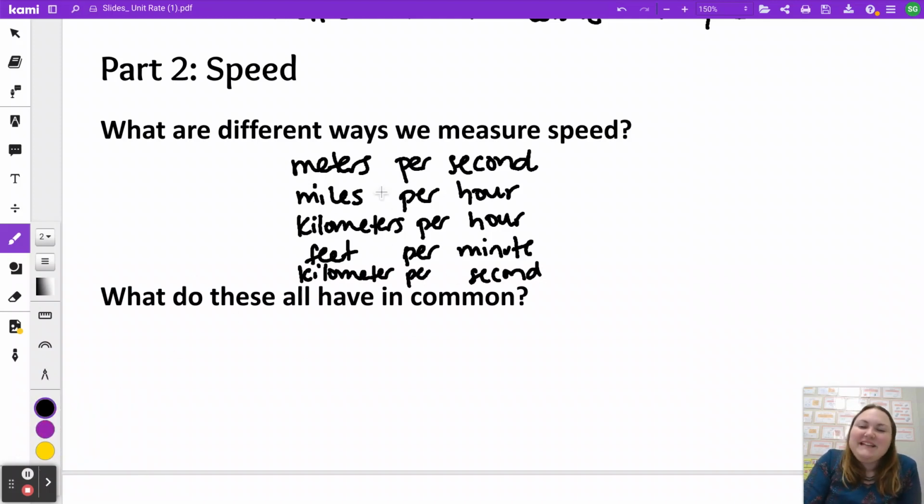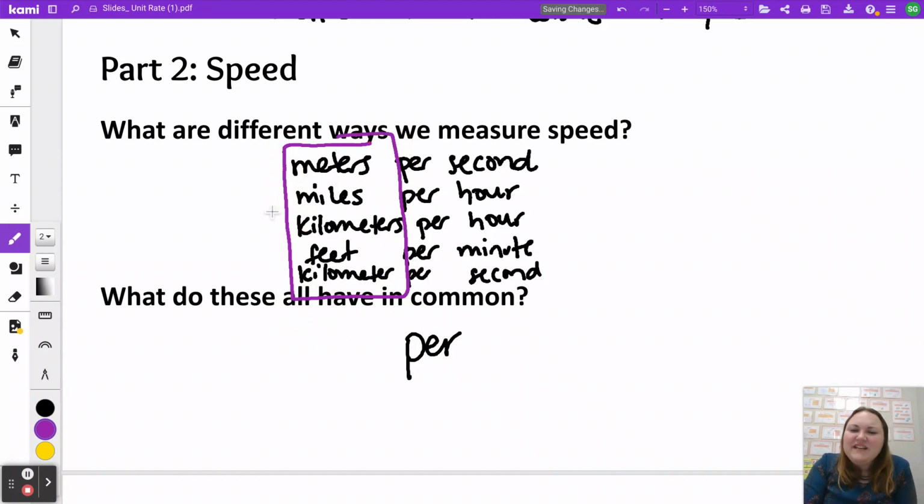First, a lot of people immediately notice when you're talking about speed, we're always using that word per. Every single time when I was talking about speed, you don't just say speed is miles. It was miles per hour or meters per second. When you describe speed, it always is going to have that word per in it. The other thing I want to look at is what comes before and after that word per. So when we look at all of these things that came before it, meters, miles, feet, kilometers, what are those all examples of?